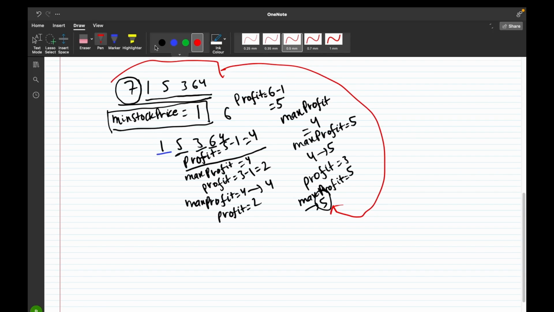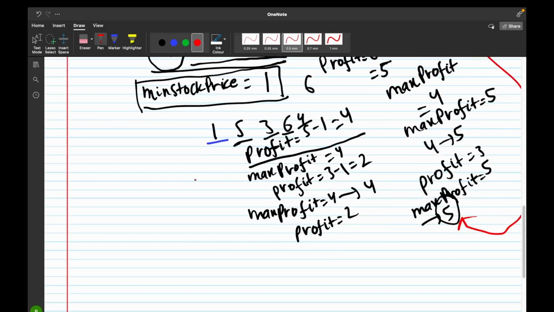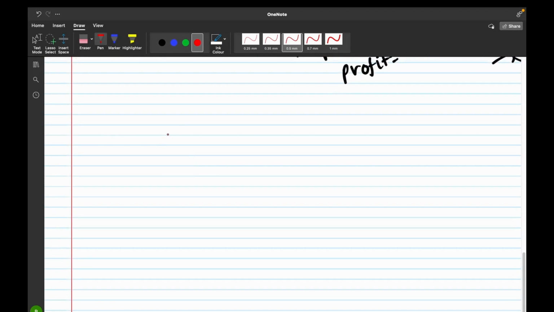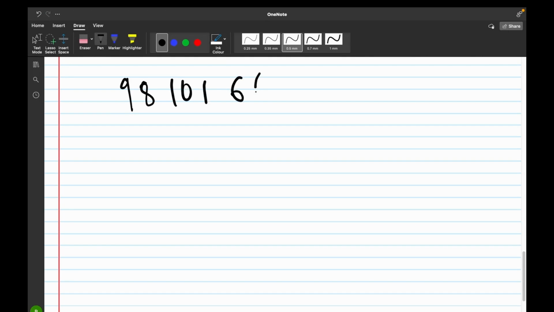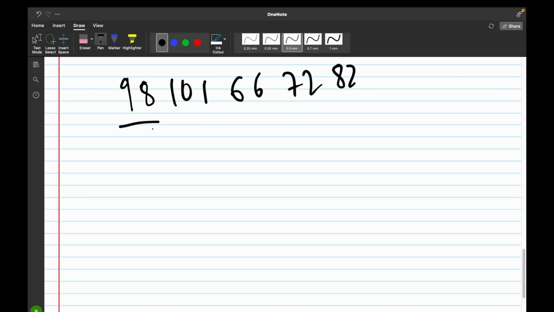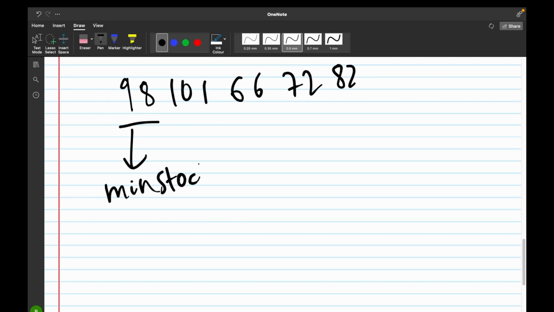Now let's take another example of an array to see things more clearly. Let's say our stock prices array is 98, 101, 66, 72 and 82. Now we would keep the stock price on day 1 as the minimum stock price. We would assume it to be the minimum stock price.